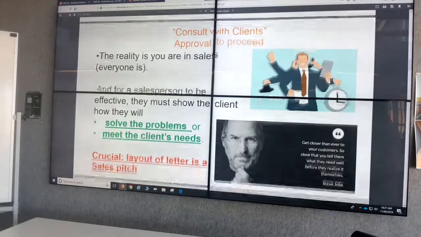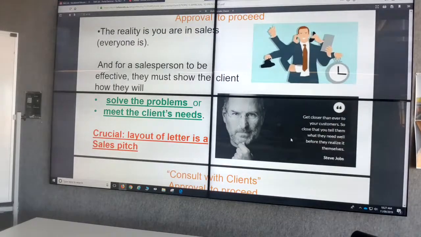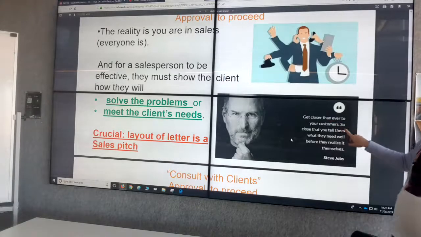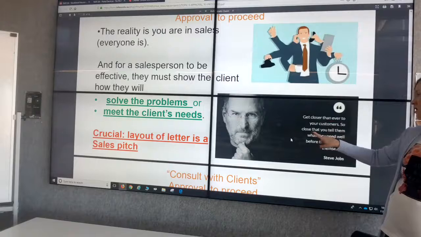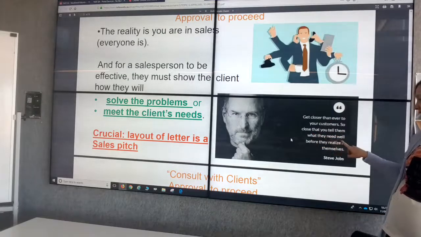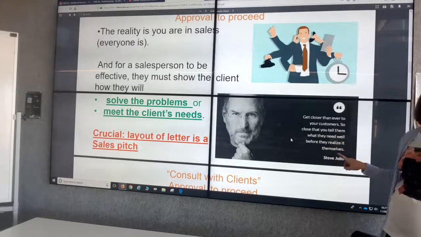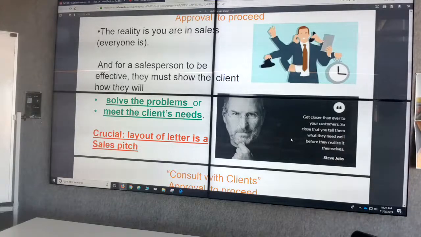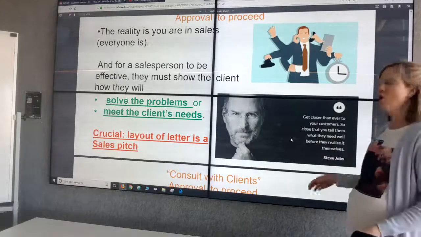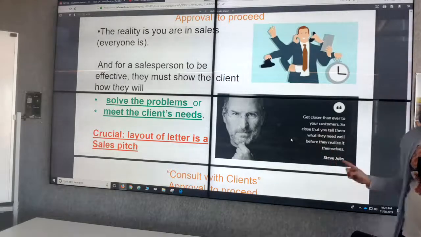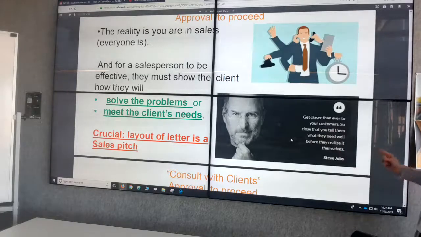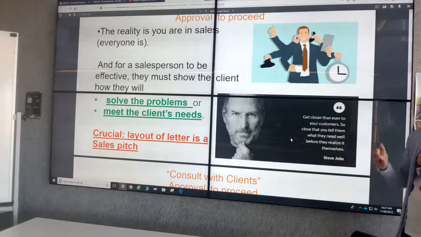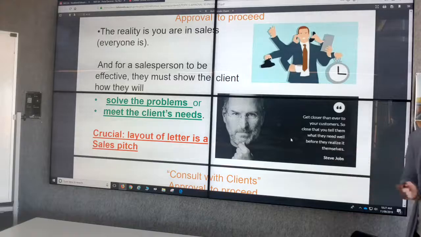So we're over here now. Now, I love this saying by Steve Jobs. He says here, get closer than ever to your customers, so close that you tell them what they need well before they realize it themselves. And that's what it is all about. It's either using that reverse psychology, either throwing out an idea, or getting to understand your client so well that you make them believe what you're wanting to achieve.